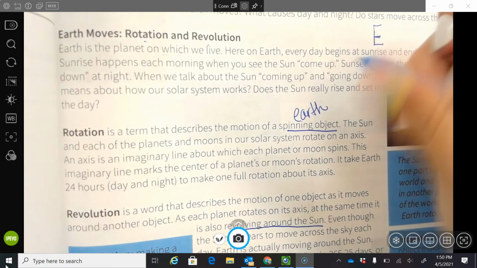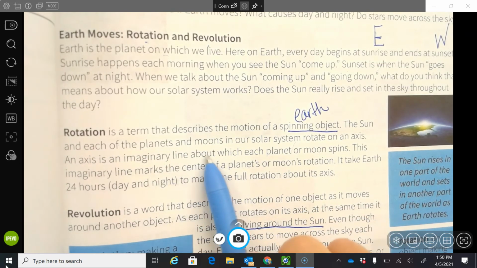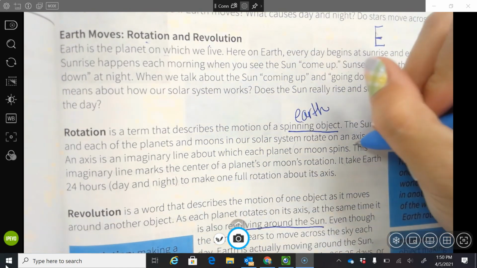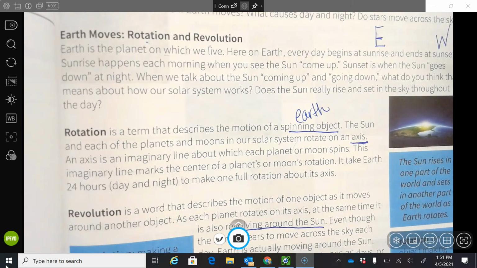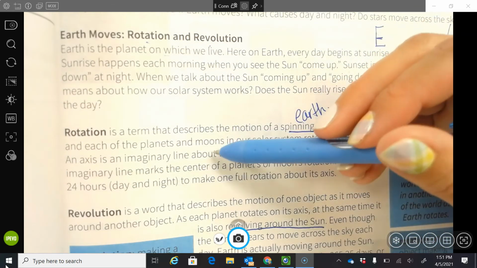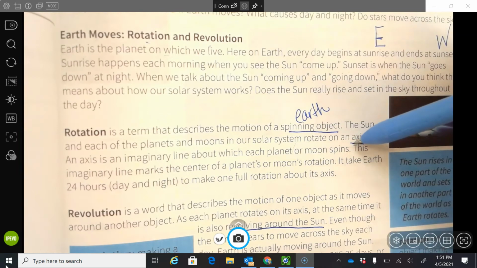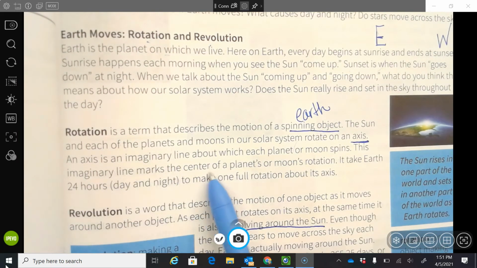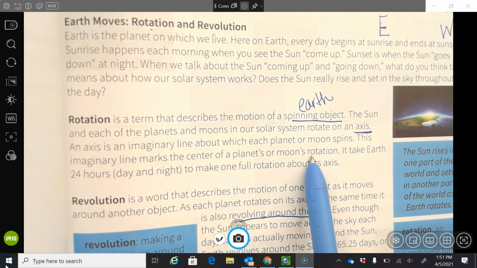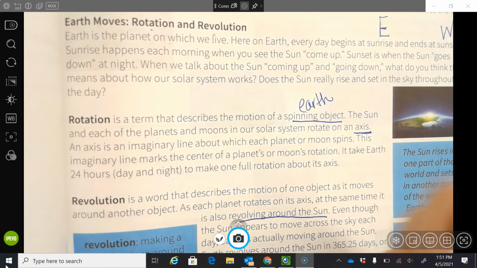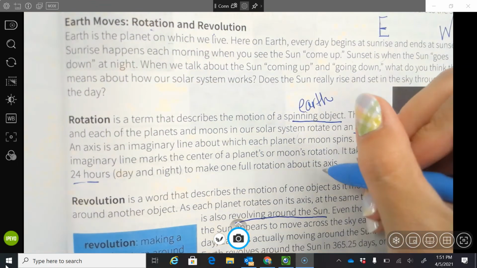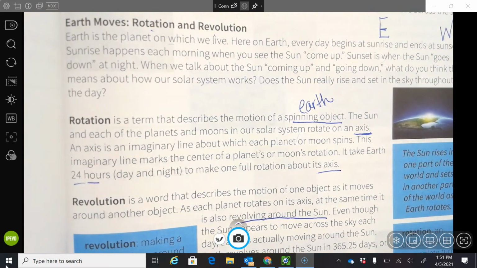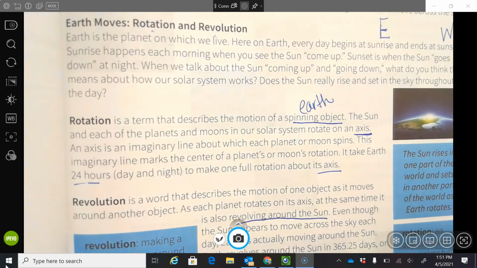The sun and each of the planets and its moon in our solar system rotate on its axis. An axis is an imaginary line about which a planet or moon spins. This imaginary line marks the center of the planet or moon's rotation. It takes Earth 24 hours, day and night, to make a full rotation on its axis. How many hours do we have in a day? 24. So when it's a whole day, that means it's 24 hours that it takes Earth to rotate. Okay?